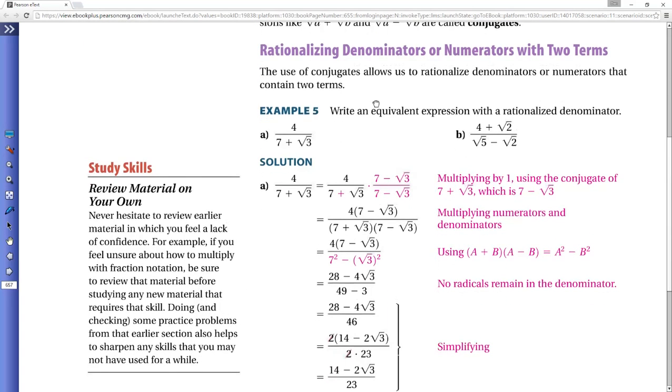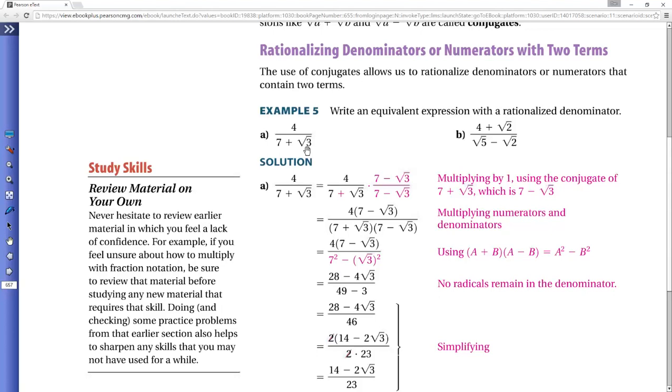Well, rationalizing denominators and numerators with two terms, what that means is I need to convert it into a rational number, which is a fraction that can be represented with two integers. Well, square root of 3 is not rational. That's a real number, but it's an irrational number. I cannot express that as a fraction of two integers. So they want us to write the equivalent expression with a rational denominator.